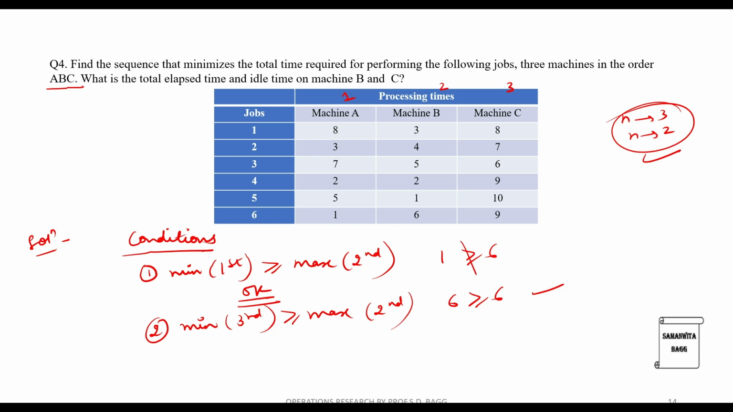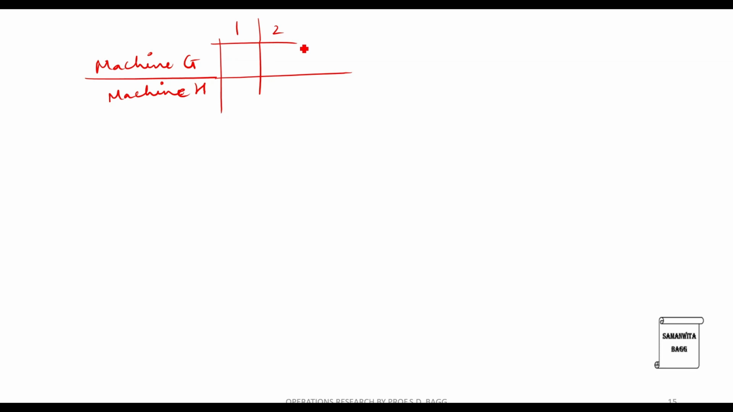Now let's convert this into two machine form, that is G and H. G will be summation of 1 and 2, H will be summation of 2 and 3. So this will be now G and H. So I will write down over here machine G. Now what is G and H? These are fictitious machines which we create, which are not existing. But we will create them such that we are able to solve the numerical. Otherwise, if there are 3 machines, it becomes difficult to solve and get the solution.